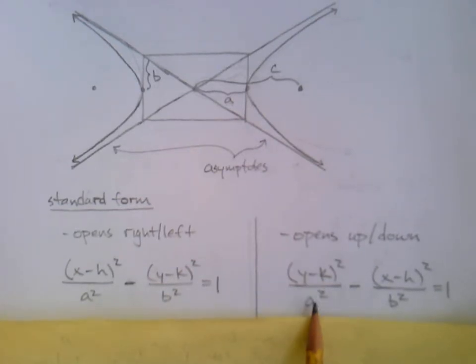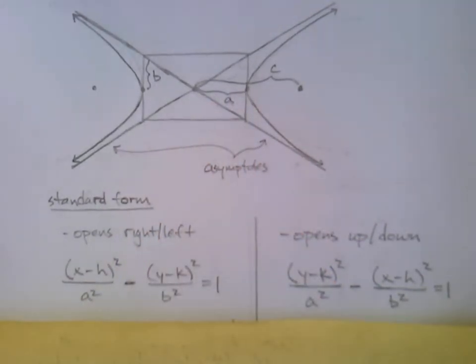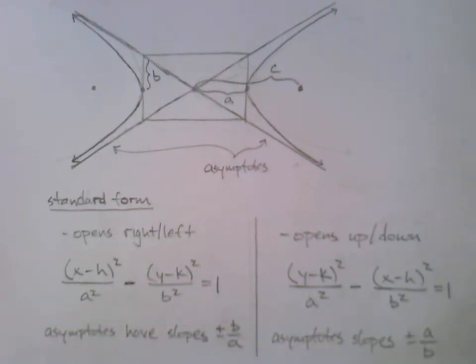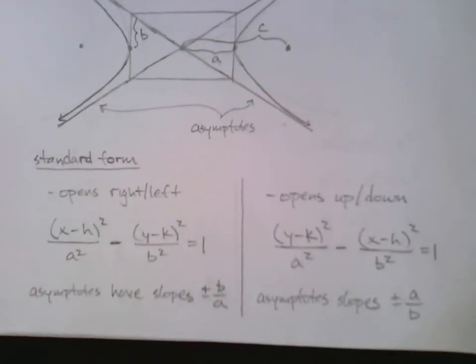So y minus k squared over a squared, minus x minus h squared over b squared, equals 1. Again, the a we always think of as the distance to the vertex. So if it's opening up and down, we need that to be with the y. What's the relationship? Oh, my mistake. I'll give you the relationship between a, b, and c on the next page.